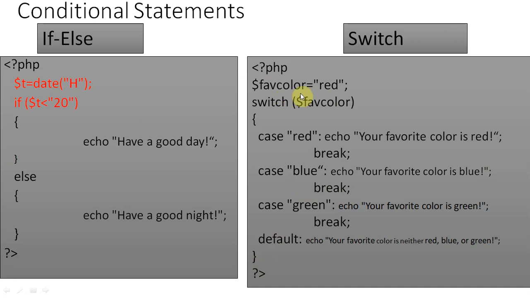Suppose green is stored in favorite color. Accordingly it will move to case green, echo your favorite color is green will be displayed, and the break statement will bring it out of the curly bracket. And suppose we are not giving red, blue or green to this favorite color. In that case it will move to default, and it will display the message echo your favorite color is neither red, blue or green. Then it will come out of this. So this is the switch statement, which is used in place of the if else statement.